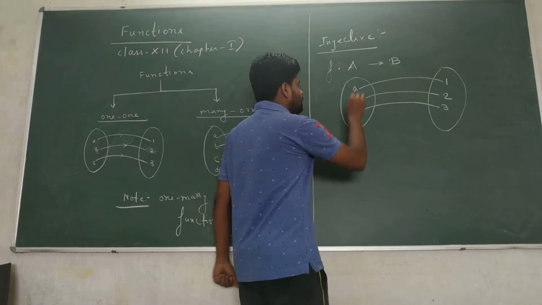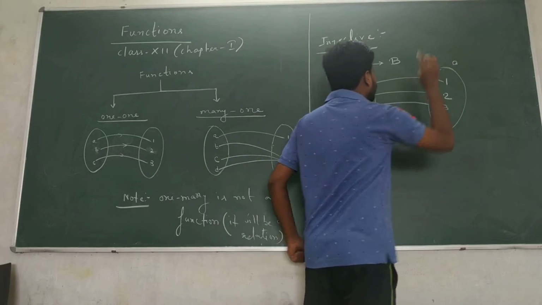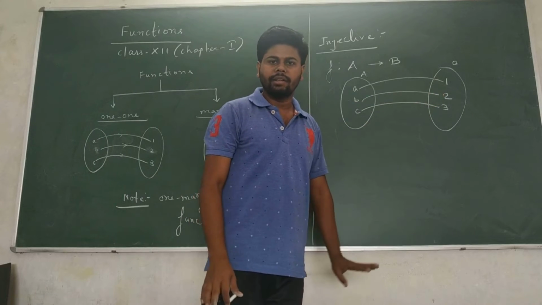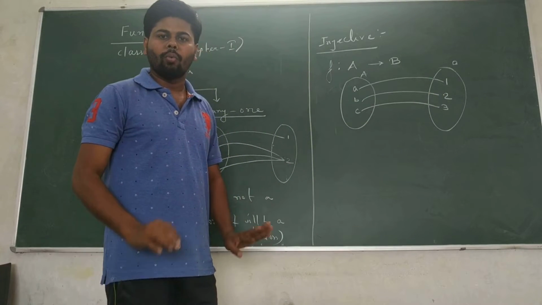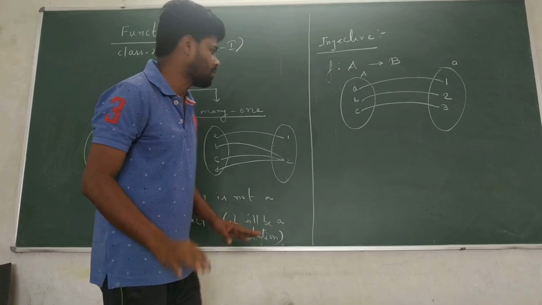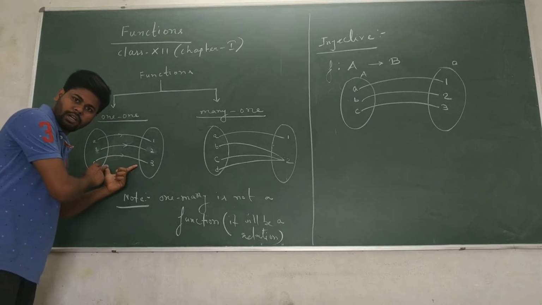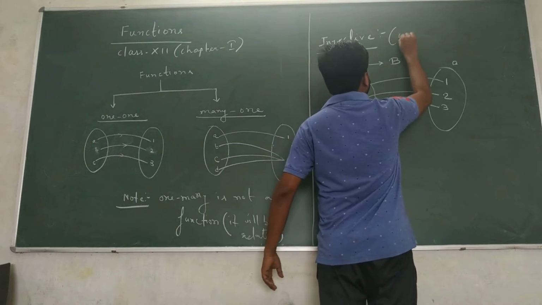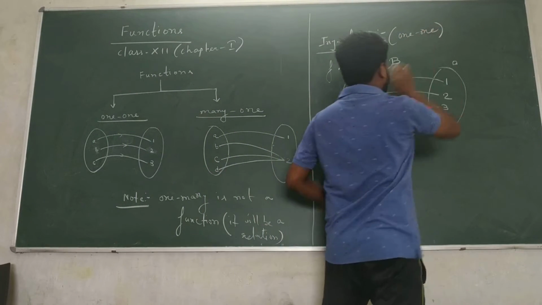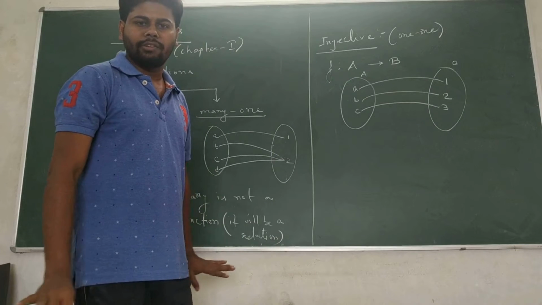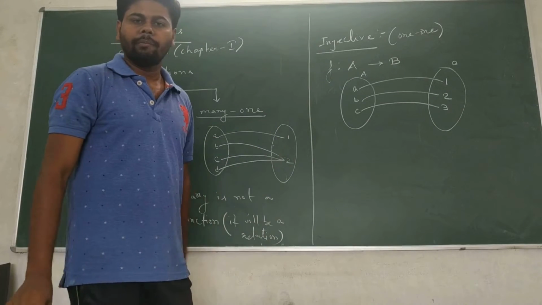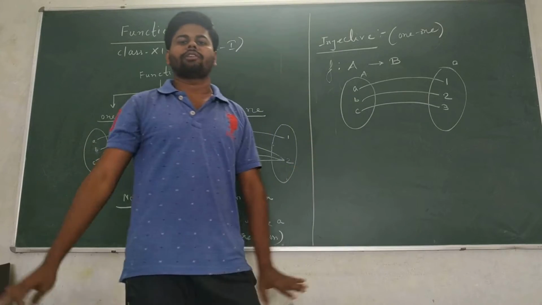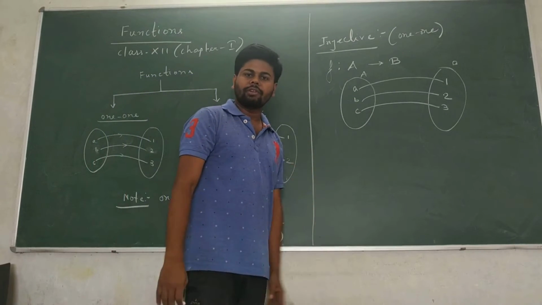This is set A and B. If every element in the set A has a unique image in the set B, then this type of function is called a one-one function or injective function. So whatever we have studied here, one-one, is also known as an injective function. This is the property known as the injectivity property. If a function follows this property, then it is an injective function. Let us take some examples of injective functions.